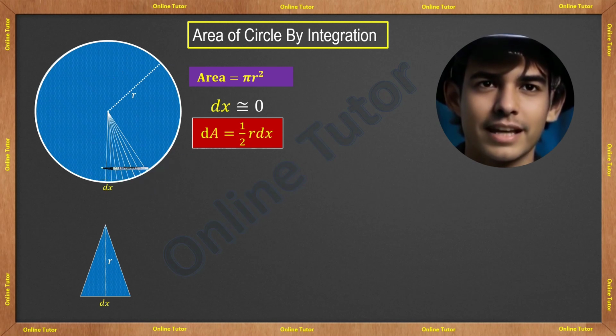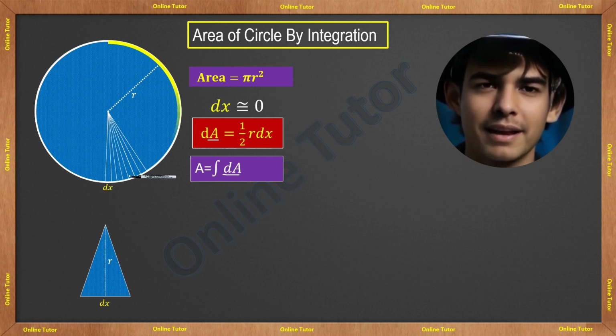So ultimately the area of circle will be what? Area of circle will be the integration of the area of this single triangle. So what is the area of circle? This is the integration of this dA. If I integrate this dA, it will give me the area of this circle. Now integration has a limit. How should I integrate it? I will start from this and I will go all the way through this place.